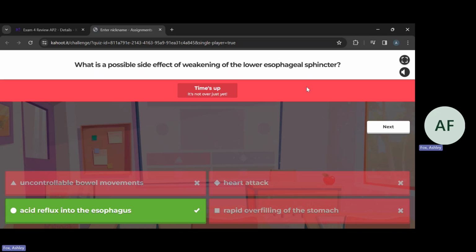If that is open too much, then the hydrochloric acid can go into the esophagus and cause issues. So that's going to cause gastroesophageal reflux disease, which is painful. It can cause ulcers because hydrochloric acid shouldn't be in the esophagus. Only the stomach is made to handle it.